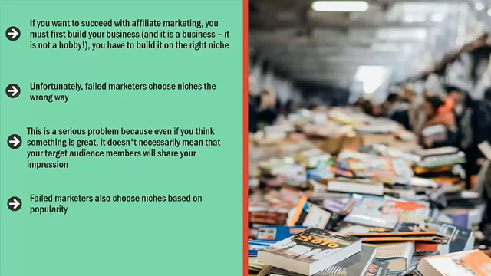Failed marketers also choose niches based on popularity. When you go on Clickbank, you can search for existing products based on keyword relevance as well as gravity. Gravity measures how fast a particular product is selling. Too many Clickbank affiliates select solely based on gravity. This is a serious statistical mistake.